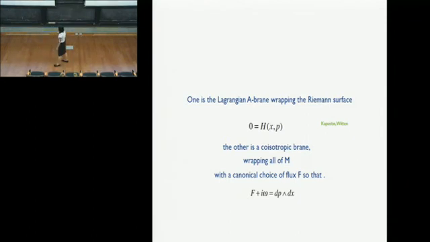It's the brane which Kapustin and Orlov have discovered in the A model, the coisotropic brane. And this particular coisotropic brane is very canonical, and it's been studied by Kapustin and Witten in the context of geometric Langlands. So this coisotropic brane wraps all of C^2, the space where this Riemann surface lives, and has on it a canonical choice of flux, so that F plus the symplectic form just combines to dp dx.